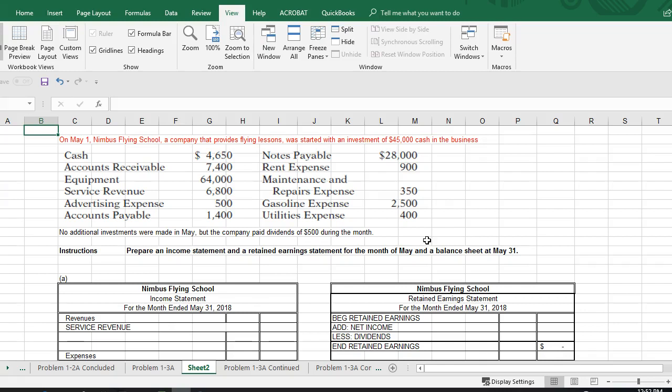So for this month, we're going to indicate whether they had a profit or a loss during the month of May. You must know what type of accounts are going to appear on these different types of financial statements. The income statement only consists of revenue accounts and expense accounts. Our goal again is to determine whether we had a profit or a loss for the specified time period.